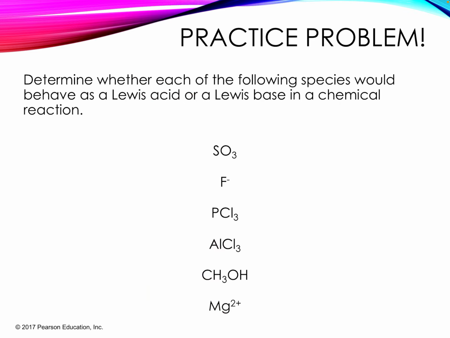All right, let's go through this. So we have sulfur trioxide. This is going to act as a Lewis acid. Sulfur, even though when we form this molecule, right, if we were to draw out the Lewis structure, it would have an octet. And in some resonance forms, it would actually have more than an octet.